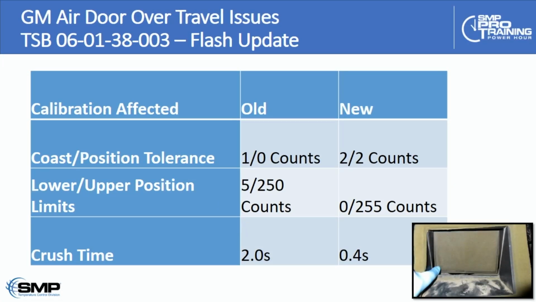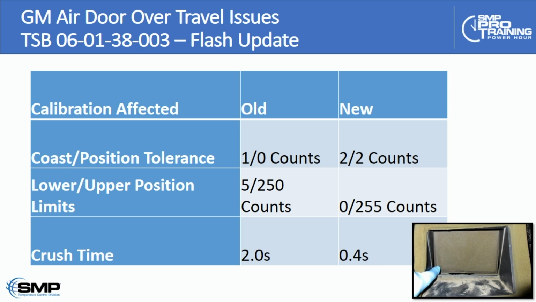This is an older GM technical service bulletin. It was issued because of repeat air door over-travel trouble codes. The reason I'm referencing it here is that the calibration, first of all, loosens up the counts, the actual versus the commanded position of the air doors, so it's not as strict and doesn't set a trouble code. It allows for a little bit more slack, a bigger discrepancy between the actual position and the commanded position of the air door. But the other thing I wanted to reference, look on the bottom where it says crush time. It's been reduced from 2 seconds to 0.4 of a second.